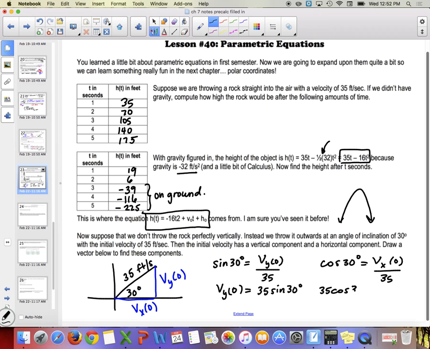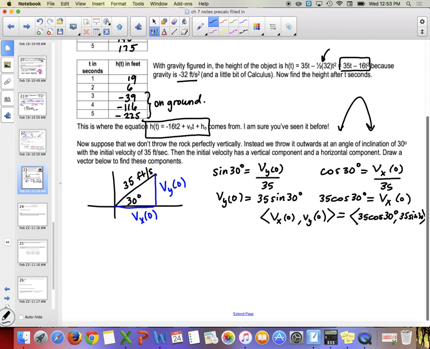Do you guys remember when we were trying to get vectors in component form, but we just had the angle, what we would do? So if we want the initial velocity v sub x of 0 and v sub y of 0, we just take 35 cosine of 30 and 35 sine of 30. And you can find those numbers. Just make sure that you're in degree mode. So if you do 35 cosine of 30 and 35 sine of 30, you end up getting 30.311 and 17.5.